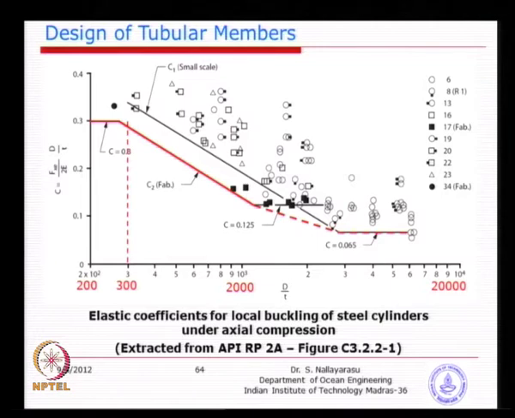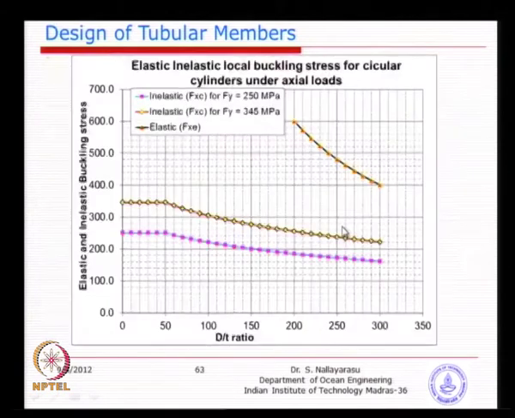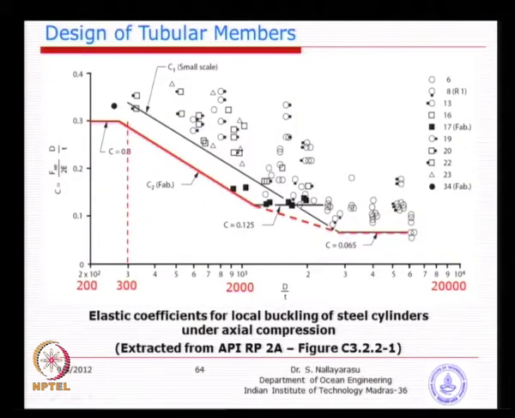The next thing we want to look at is all these charts, which are extracted from basically the API, based on which some of these equations were derived. If you look at this, basically d by t ratio versus the coefficient C, this coefficient 0.3 I have taken, though it is showing a variation like this. Most of our d by t ratios are far less than 100. Normally in most jacket structures a d by t ratio exceeding 60 is not acceptable; we always keep the d by t ratio less than 60.